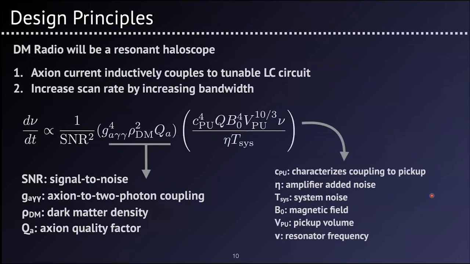I want to highlight two key design principles for DMRadio. When I say DMRadio, this is actually referring to a full program of experiments, and you'll hear about those throughout my talk. I also want to emphasize that DMRadio from here on out will be a resonant haloscope. The two key design principles are that the axion current inductively couples to a tunable LC circuit, and that we have to find a way to increase our scan rate, as is always an issue with our resonant haloscopes. We're going to do that by increasing our bandwidth. You can see here the scan rate for axion haloscopes in this lumped element category.